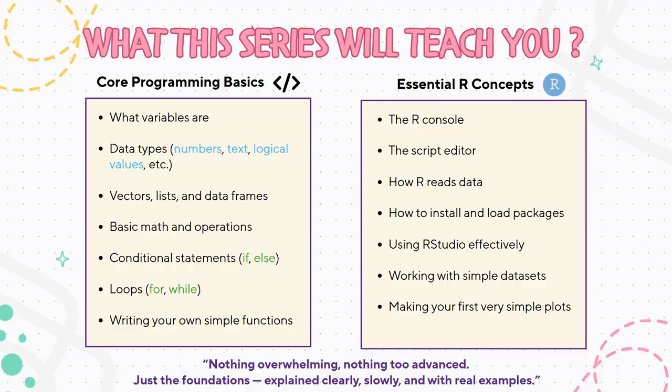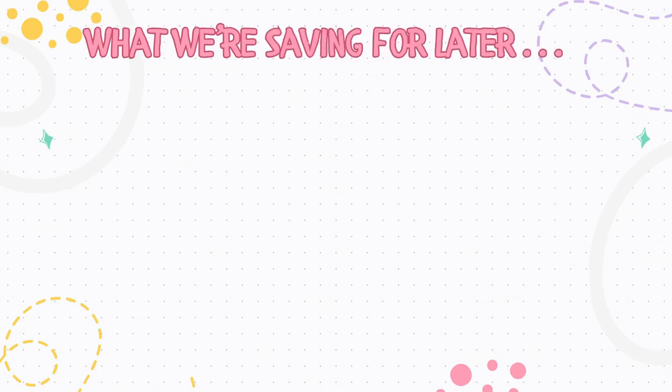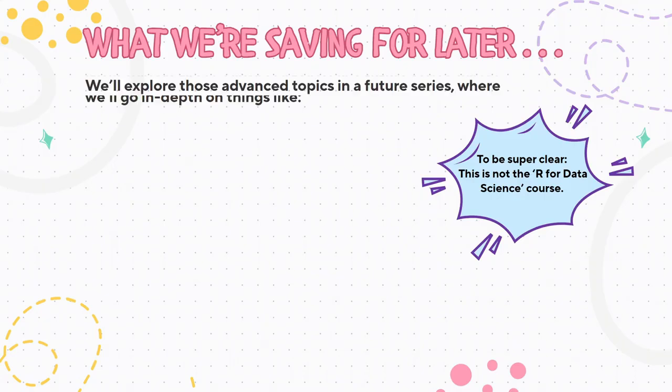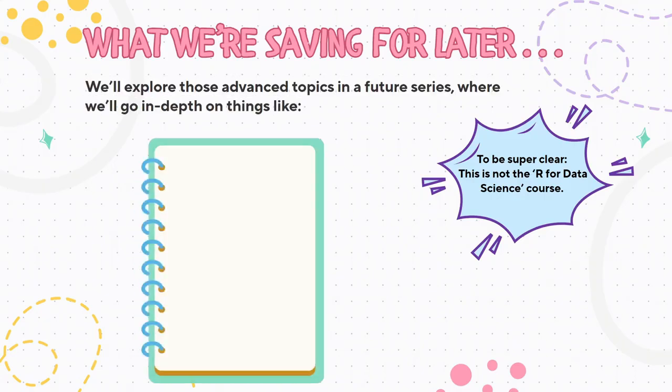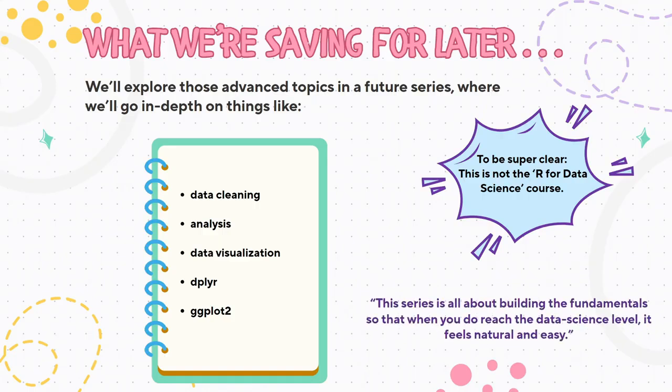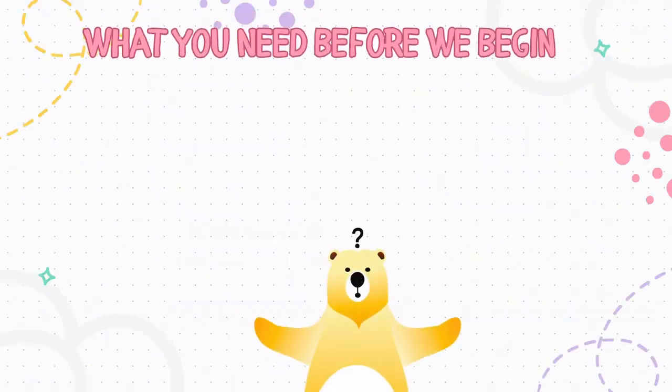And now that we have discussed what this series will teach you, let's talk about what this series is not, or let's say what we are saving for later. To be super clear, this is not the R for Data Science course. That one is a separate series that we'll be releasing later. It'll go deeper into concepts such as data cleaning, analysis, data visualization, and working with libraries such as ggplot2. This series is all about building fundamentals so that when you do reach the data science level, it feels natural and easy. So, finally, let's discuss what we need to do before we begin working with R.